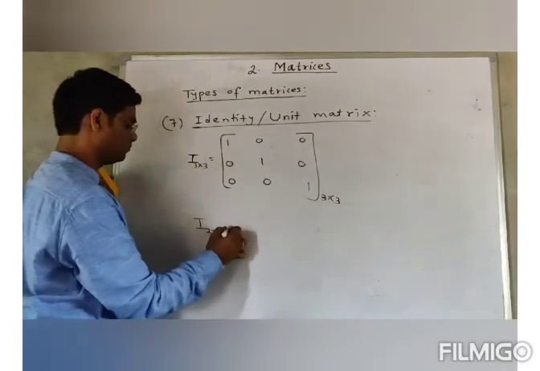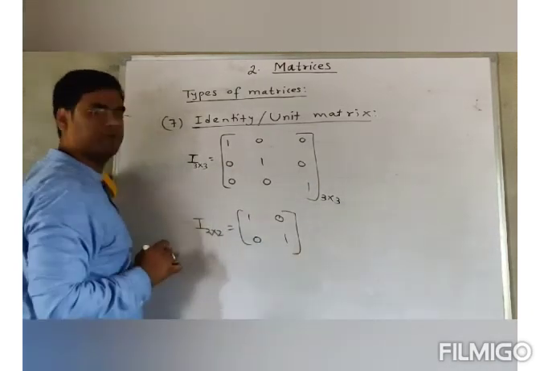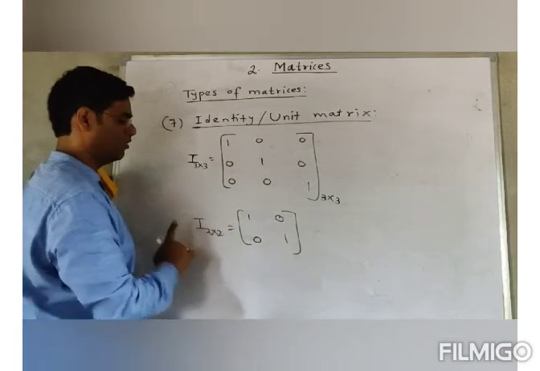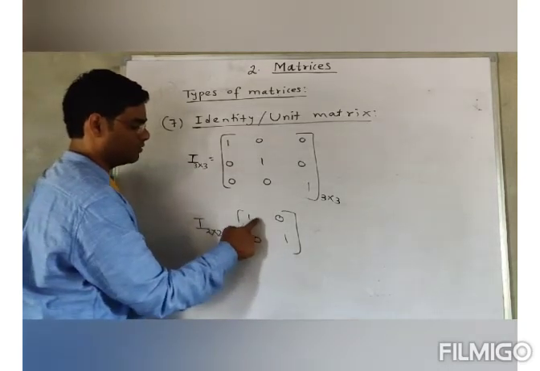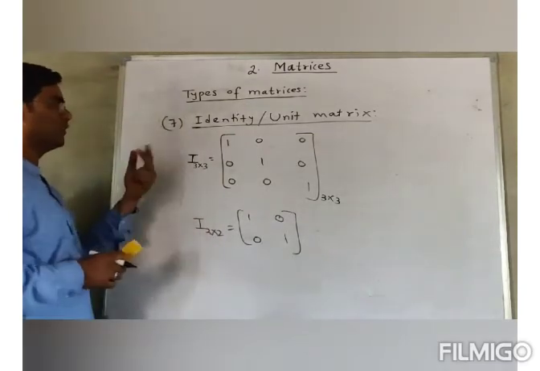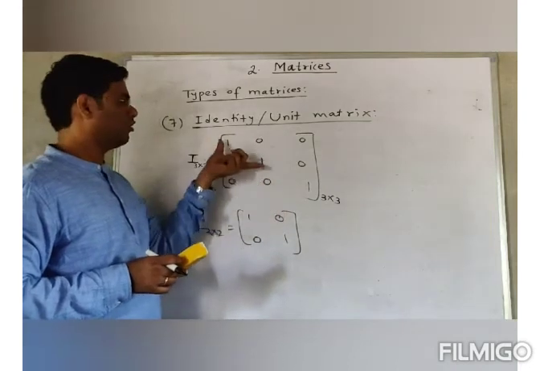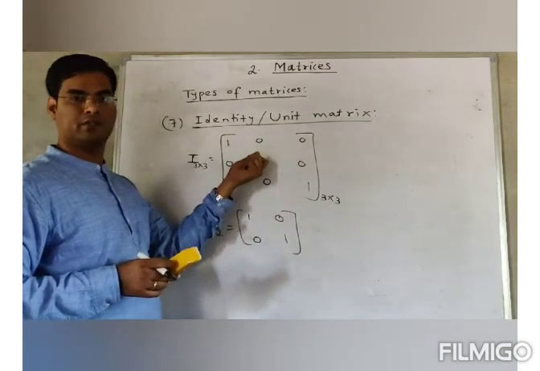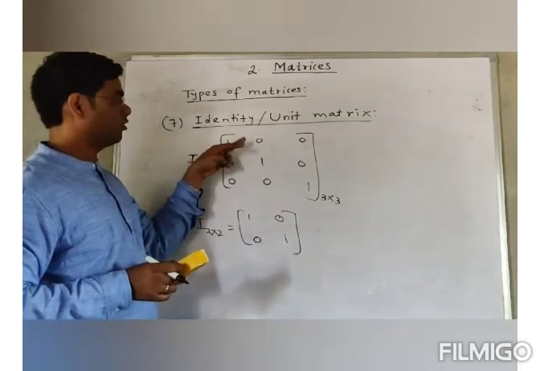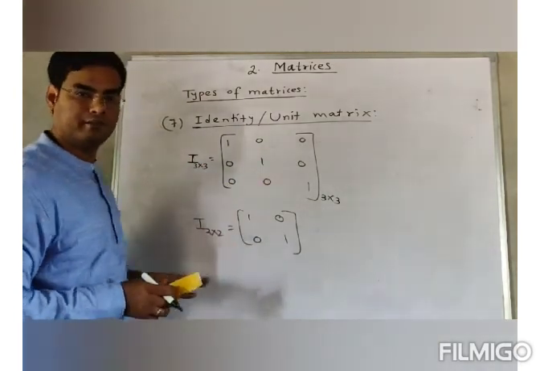Next, 2 by 2: 1, 0, 0, 1. This is an identity matrix of order 2 by 2 because here the diagonal elements are 1, 1 and non-diagonal elements are 0. So the identity matrix is also a special case of scalar matrix. So identity matrix is always a scalar matrix, but all scalar matrices are not identity matrices.